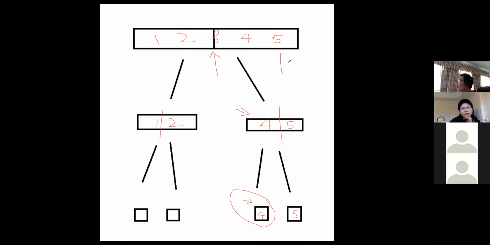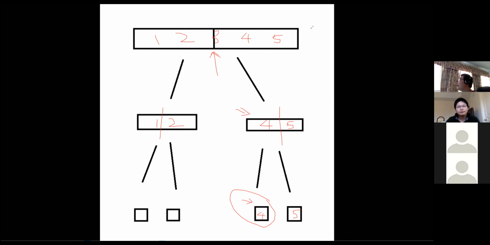Remember, we have low, mid, high, right? Low is the lowest value, mid is the middle value, and high is the highest value. We're just moving the pointers around. But at the end of the day, we're actually splitting into half. And that's how you can see this happen with the recursive tree. With the recursive tree, you can actually visualize every step that happens.